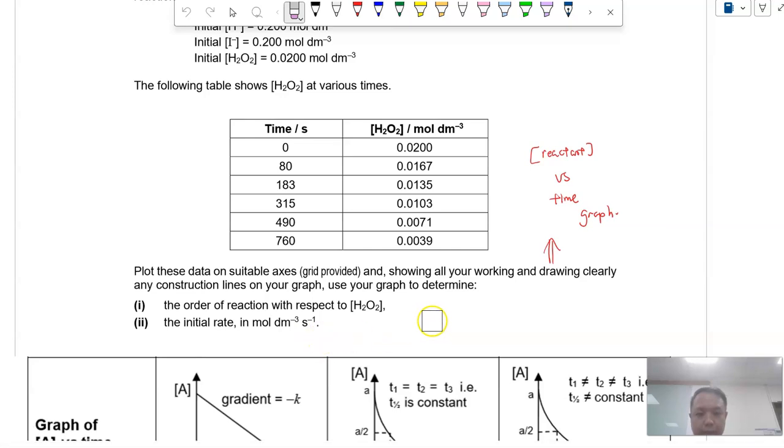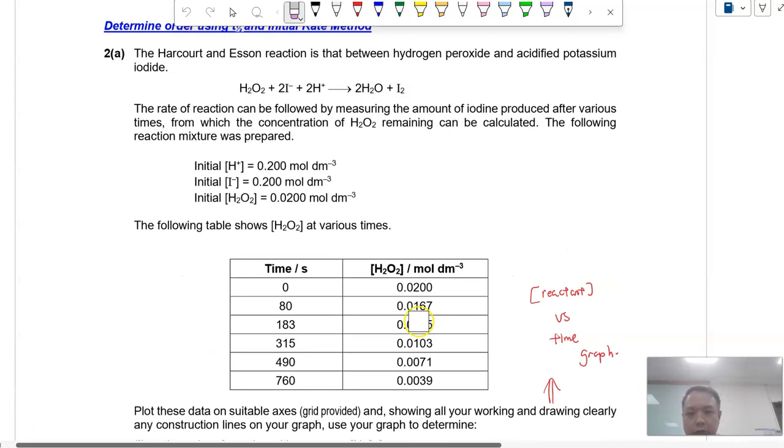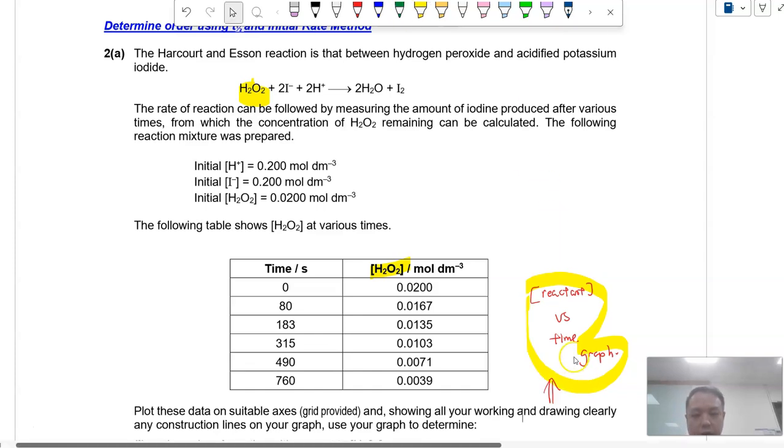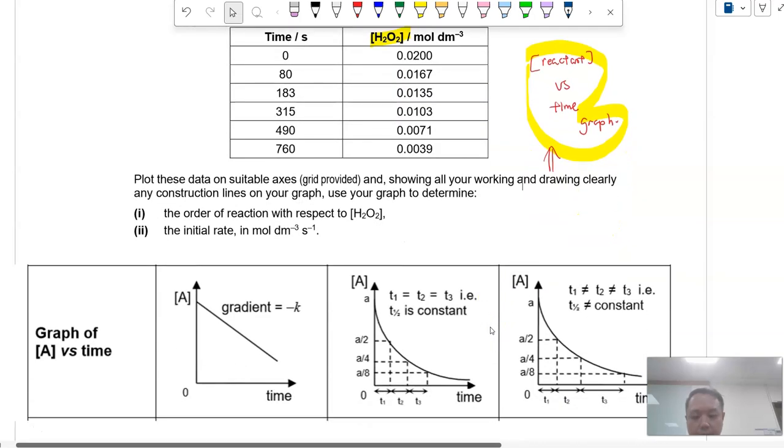Okay, so basically, if you take a look at the context of this question, H2O2 is used as a reactant. So which means we are doing a reactant versus time graph. Right, reactant concentration versus time graph. Okay, so in this case, let's take a look at your concepts.